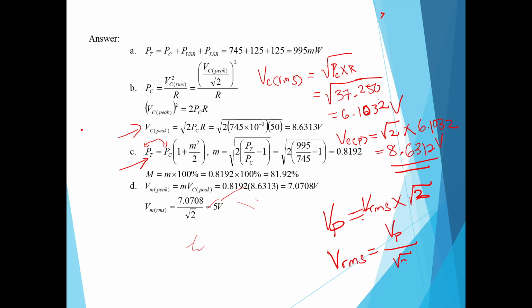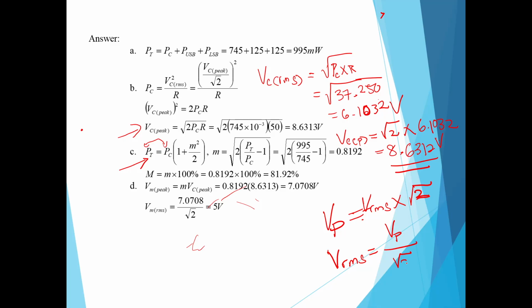Okay, sama juga kalau kita cari VM daripada PUSB ataupun PLSB, kita boleh dapat nilai VM peak, and then we can divide with the peak VC. Okay, itu cara panjang sikit lah. So once we get the modulation index, we can find the modulation index in terms of percent by multiplying with 100%.